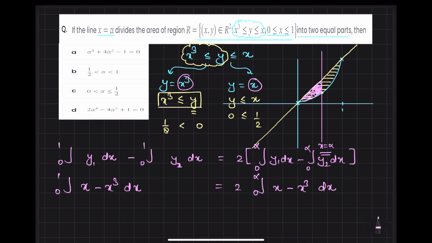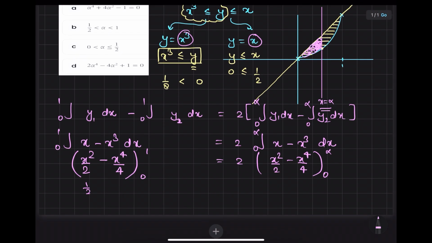Now do the integration part. So we have x square by 2 minus x power 4 by 4, and then upper limit, lower limit. Okay, now here we have the same situation, x square by 2 minus x power 4 by 4. Sorry, over here it is 4, here also we will have 4. Now just apply the limit, it is 0 to alpha. Now if you substitute 1, you will be left with 1 by 2. Wait a moment. So we have 1 by 2 minus 1 by 4 is equal to 2 times alpha power 2 by 2 minus alpha power 4 by 4. And if you substitute the lower limit, it will become 0 like the previous one.